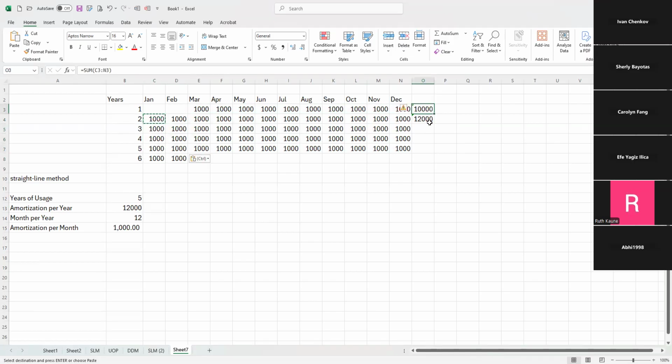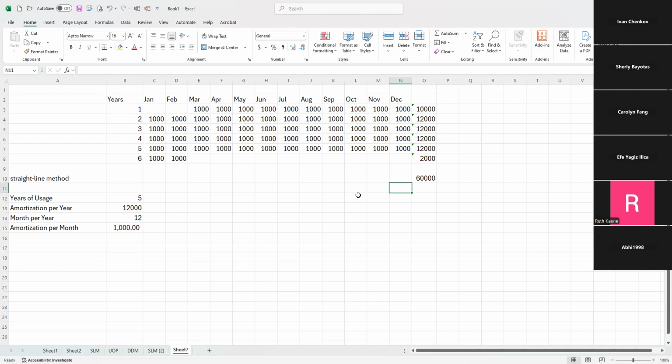What's going to happen now? The first year will be a partial year. The second year will be a full year. Third year, full year. Fourth year, full year. Fifth year, full year. And the last year, the sixth year, is going to get the portion which is missing in the first year. Make sense? At the end of the day, what's our objective? We want to have amortization of $60,000. That's our objective.